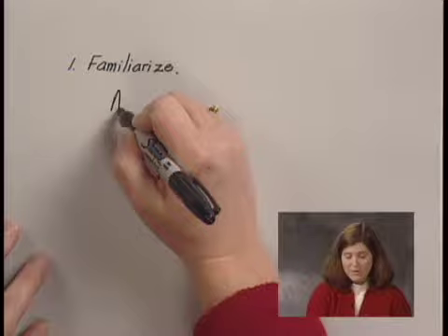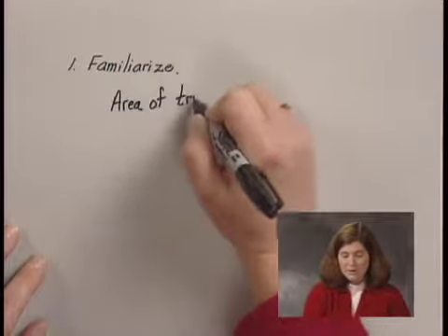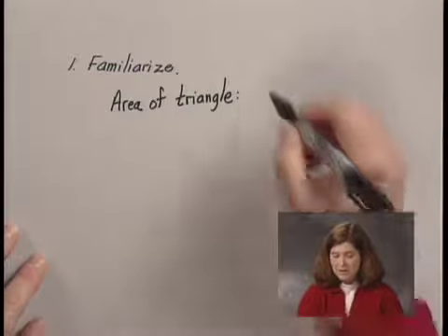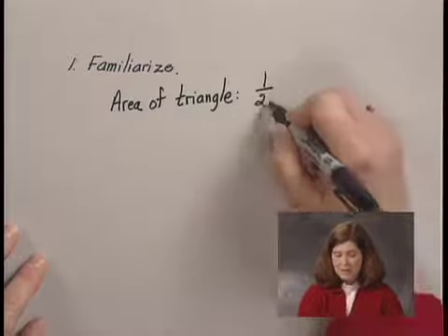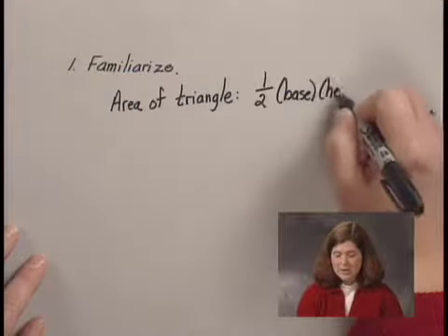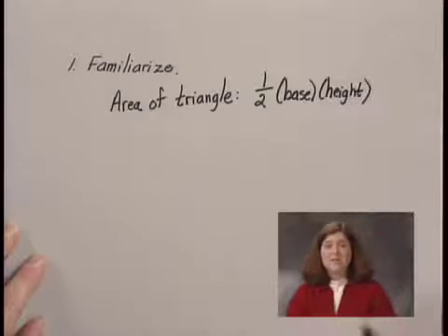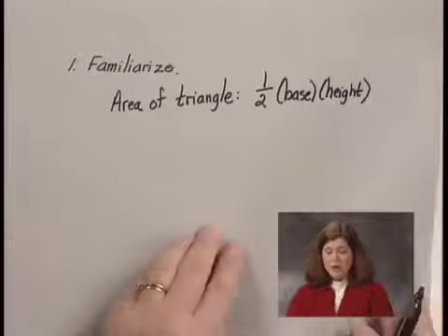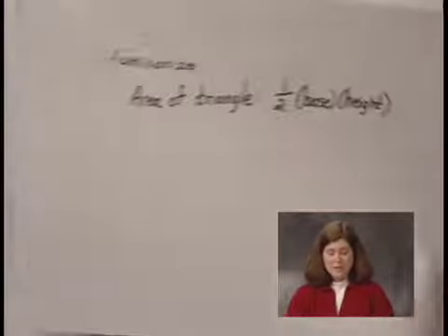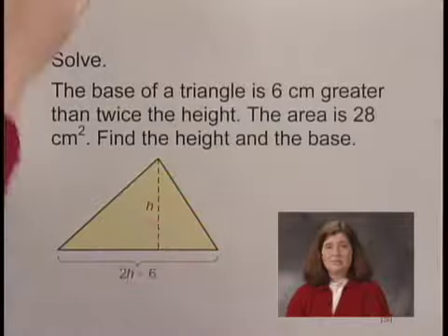The formula for the area of a triangle is 1/2 times the base times the height. Be sure that is 1/2 times the base times the height. So when we translate, we can simply substitute our expression for the base, 2h plus 6, our expression for the height, and we would have an equation.